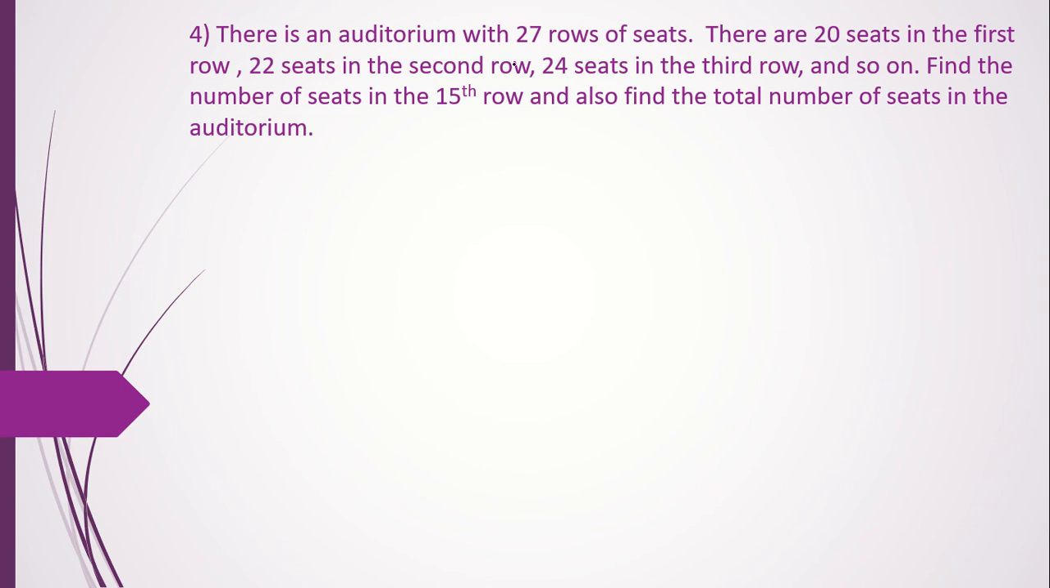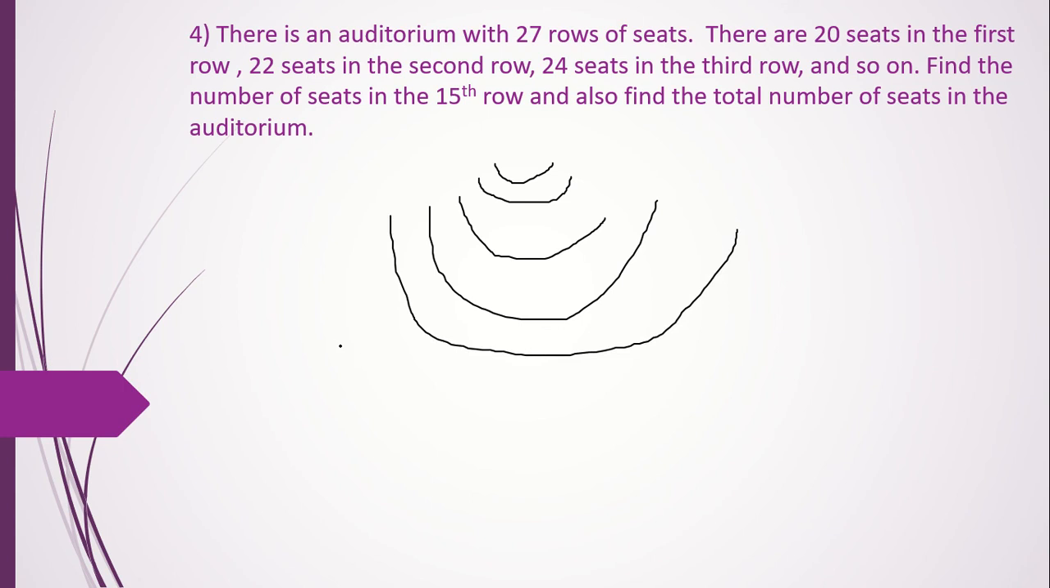There is an auditorium with 27 rows of seats. How many rows are there? 27. 1, 2, 3, 4, 5, like that. 27 rows are there in an auditorium. Now there are 20 seats in the first row.